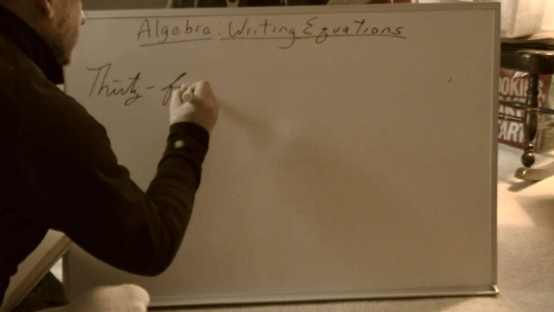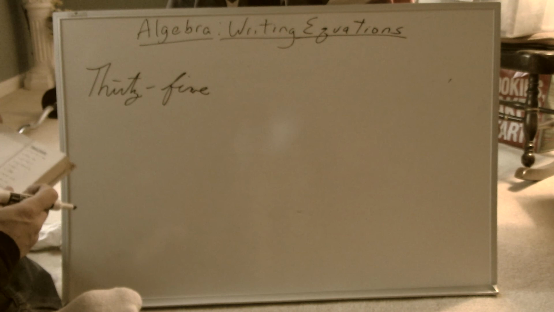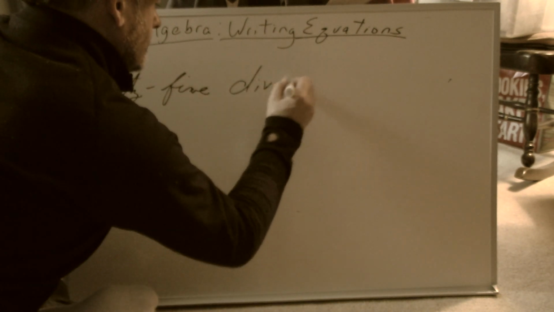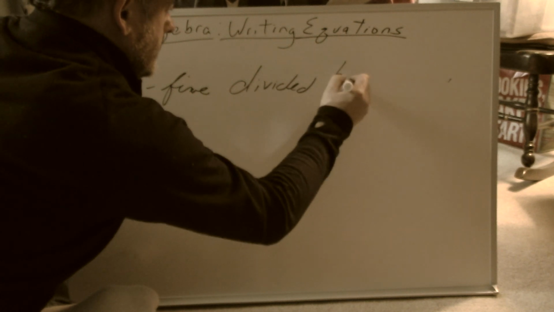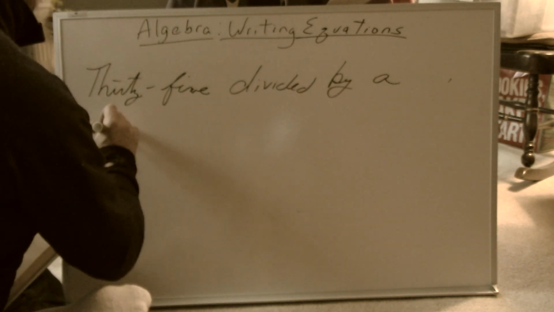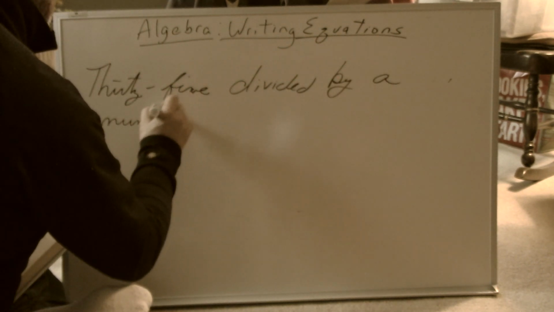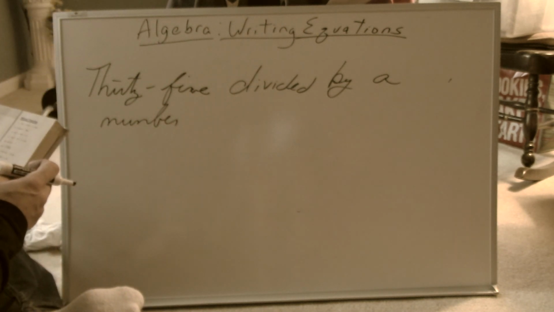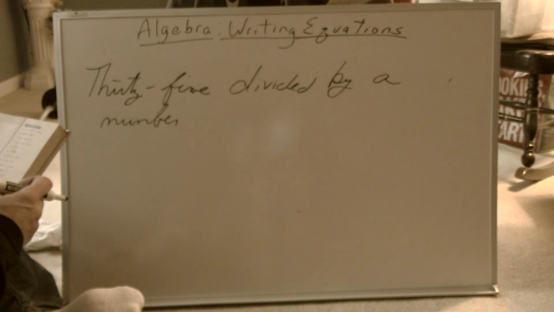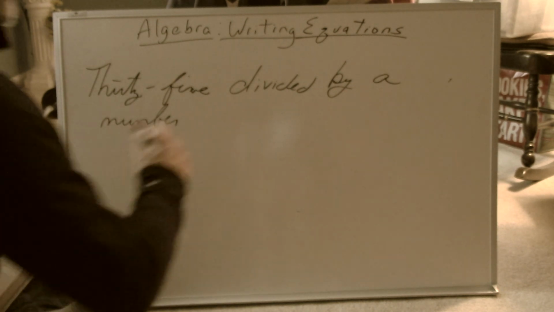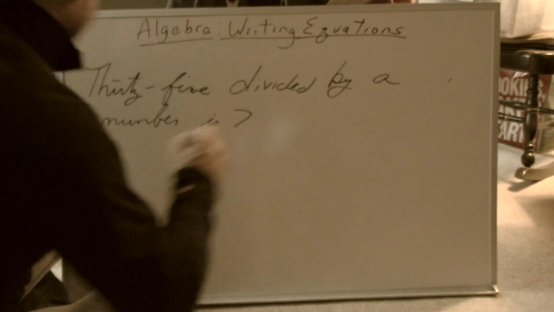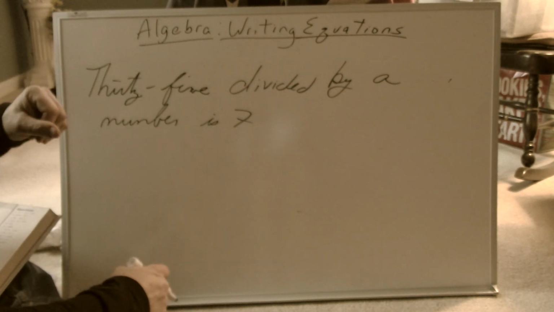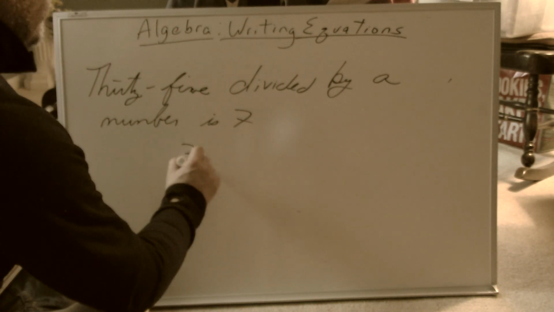Now, in this case, they didn't actually put the number. They wrote it in word form. $35 divided by a number is 7. My fancy 7. 35. Okay. Divided by a number.